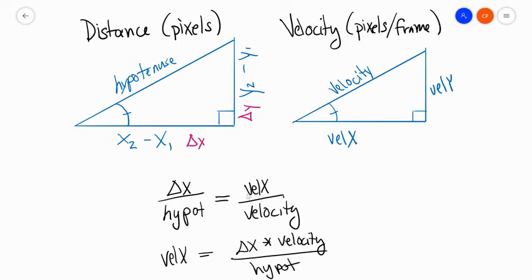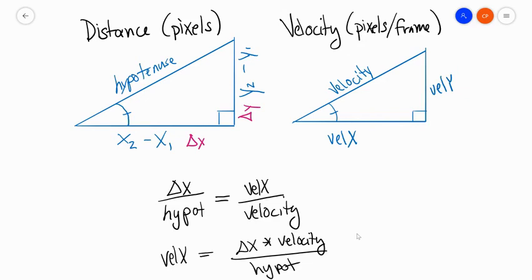Now that I have this equality of fractions, I can solve for the value that I'm missing, in this case, the velocity of X. So I know that the velocity of X is simply delta X times the velocity hypotenuse divided by the hypotenuse of the distance triangle. Now I know exactly how much of the velocity to apply in the X direction. I can calculate a similar equation for the velocity in the Y direction.